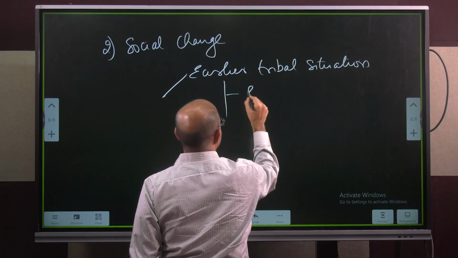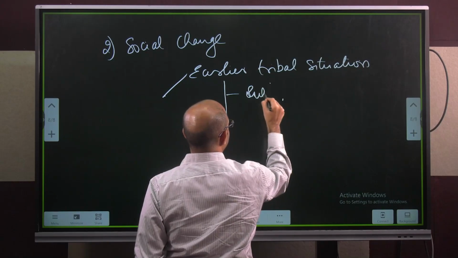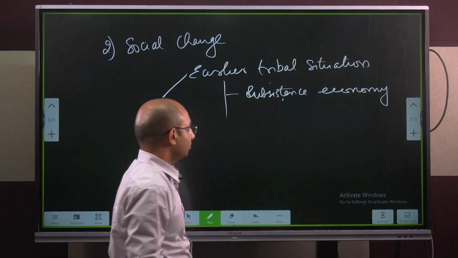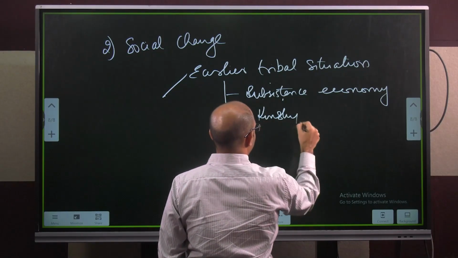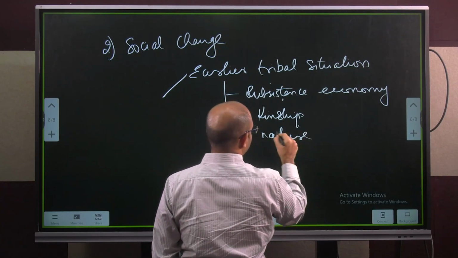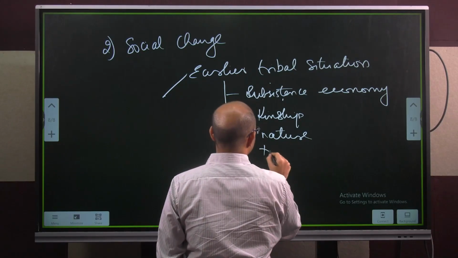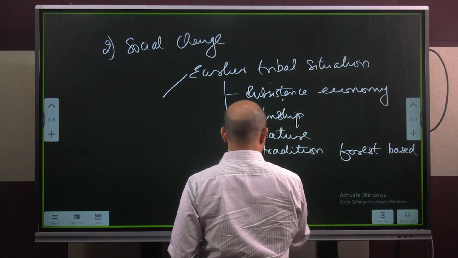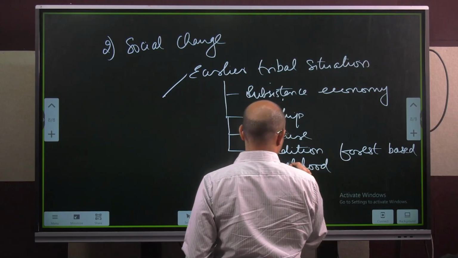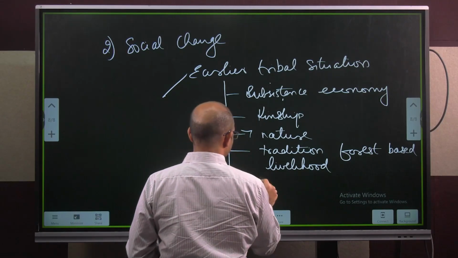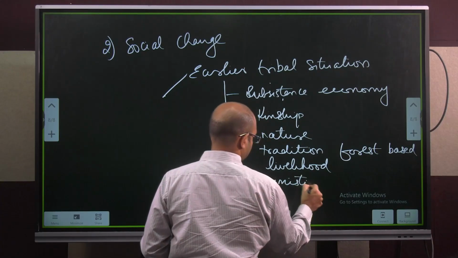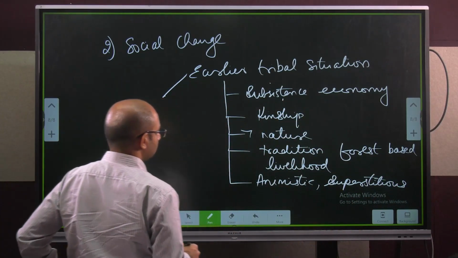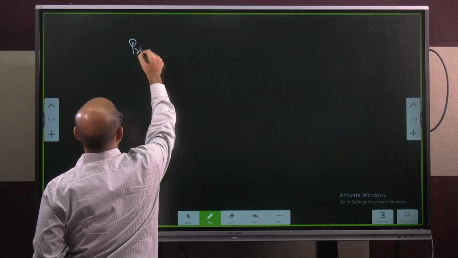Earlier, tribals lived in a subsistence economy, and kinship was very important. They lived very close to nature, and they had a traditional, forest-based livelihood. They were highly superstitious and highly animistic. So these are some of the earlier scenarios. Now, what is the present change?